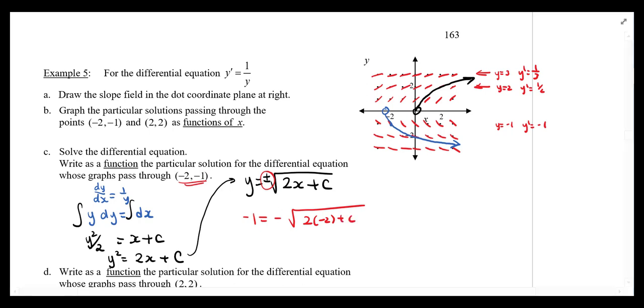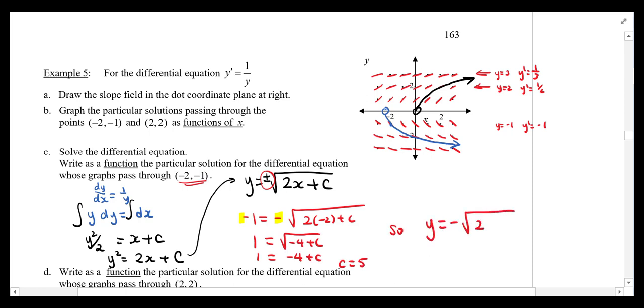So once again, these two negatives divide each other out. So now it becomes positive. Negative 4 plus c, we'll square both sides. And I hope you can see that c equals 5. So y equals the negative root of 2x plus 5. Did you get that? Give yourself a pat on the back if you did.